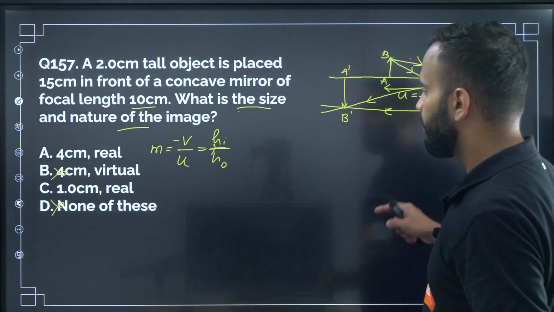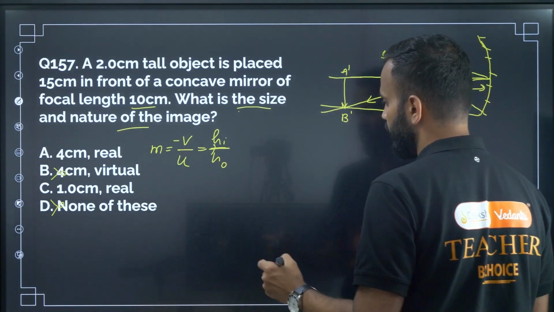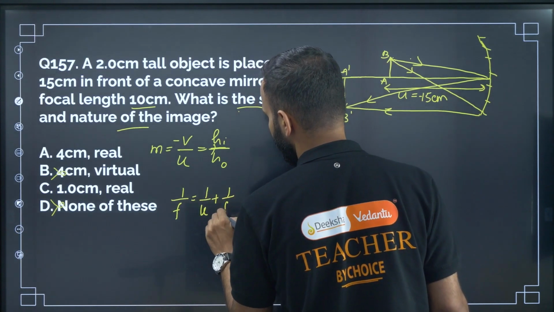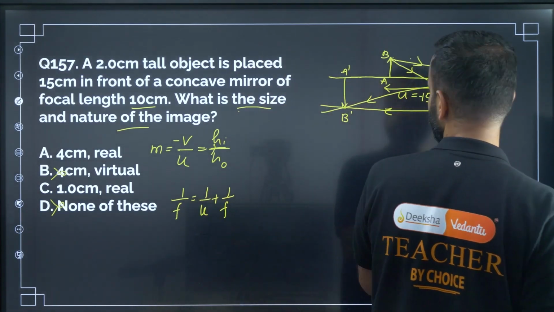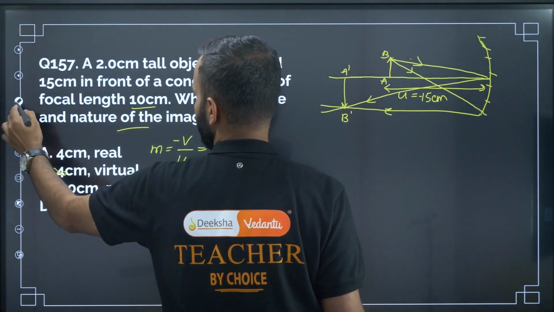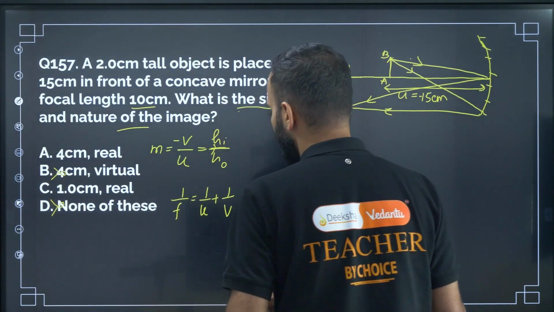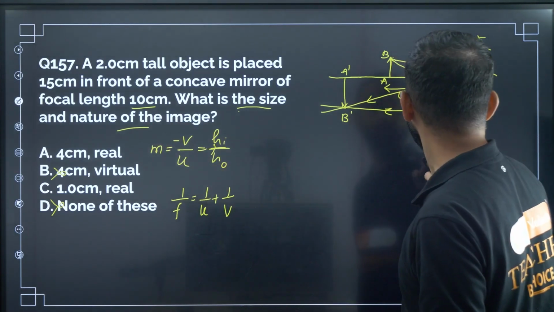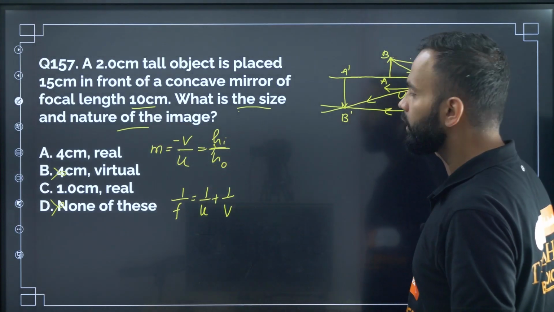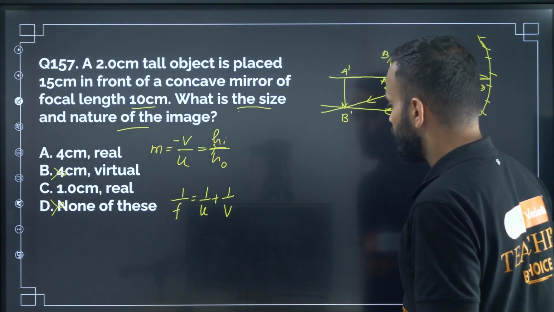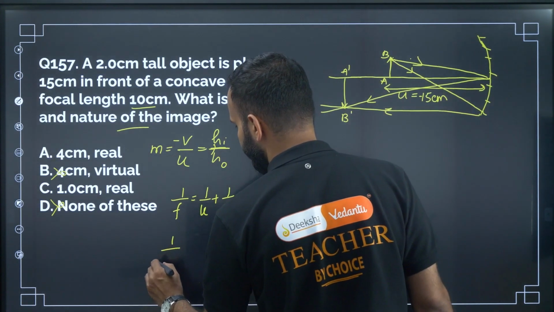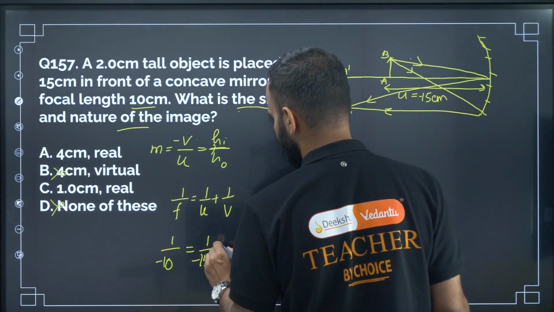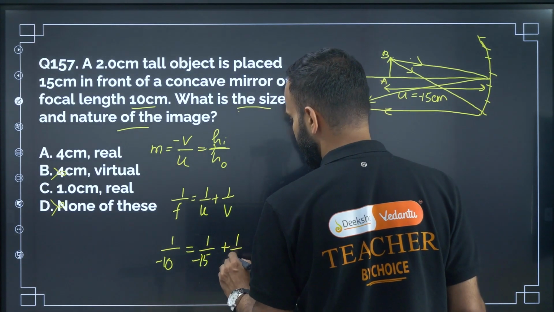Okay, now apply the mirror formula. Mirror formula is 1 by F is equal to 1 by U plus 1 by V. Now, what is the focal length of the concave mirror? It's minus 10 centimeter, right? Why? Because the focal length lies in front of the concave mirror, right? So, 1 divided by minus 10 equal to 1 divided by U, which is minus 15 centimeter, plus 1 by V.